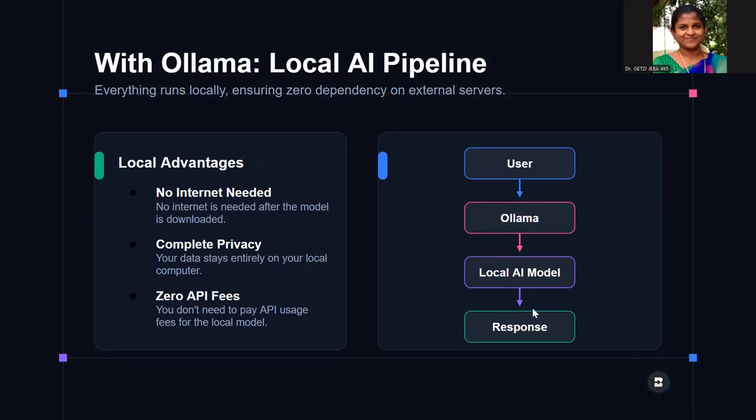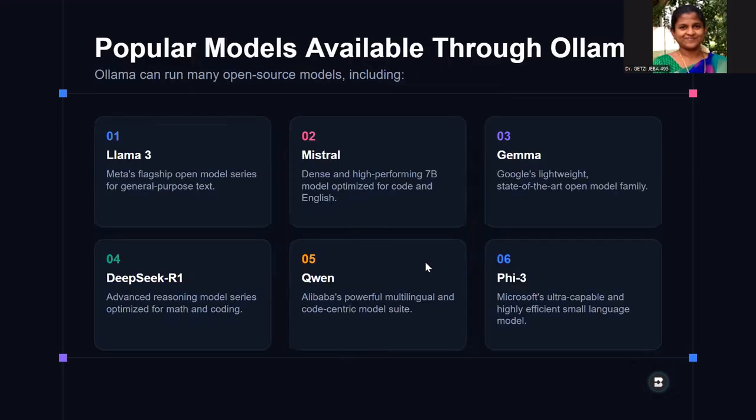So it's good that you don't want an internet connection for it. The data set is very privately handled by you. You need not put the data set on the cloud, and then there's zero API fee. So where is this Ollama actually used?